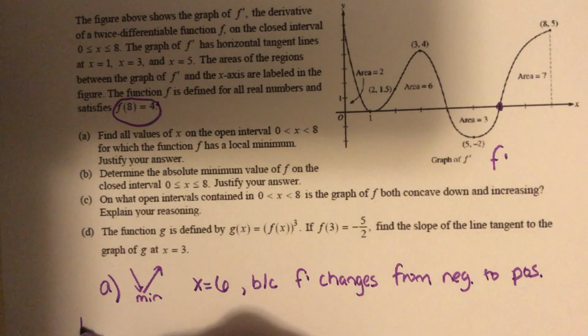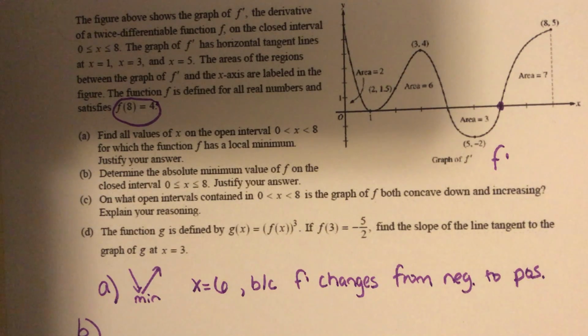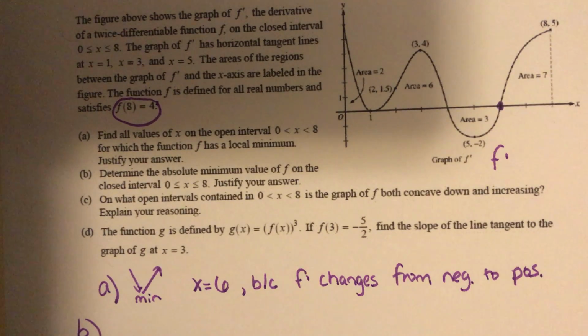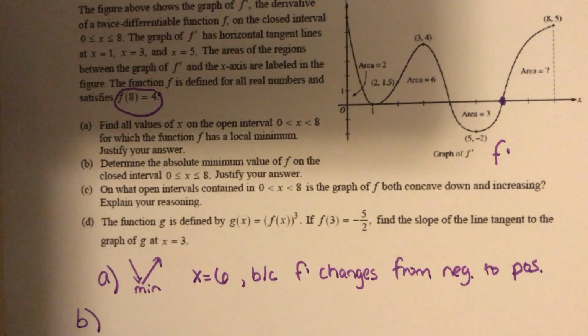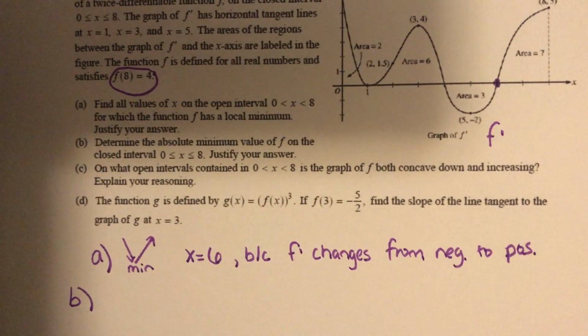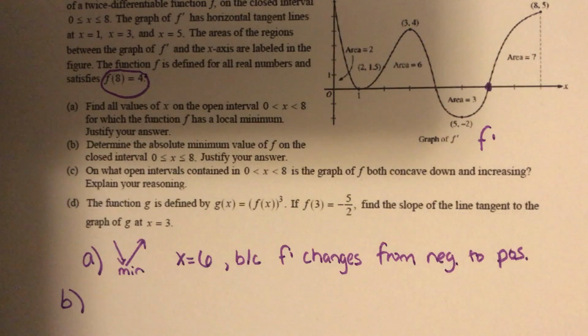Okay, part B. Determine the absolute minimum value of f on the closed interval from 0 to 8. Justify your answer. So 6 is a relative minimum. I want to find the absolute minimum. So absolute minimums can occur at relative minimums or at endpoints. So I want to know what the lowest point is, so I'm going to test some values. I'm going to test 6, and I'm going to test the endpoints.